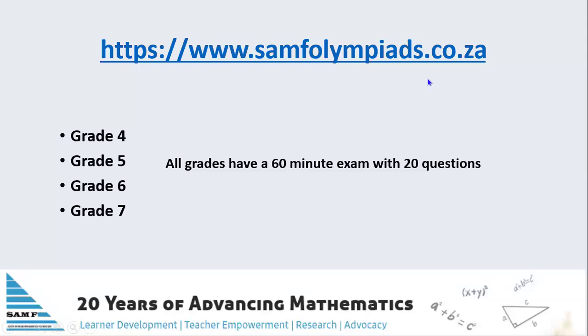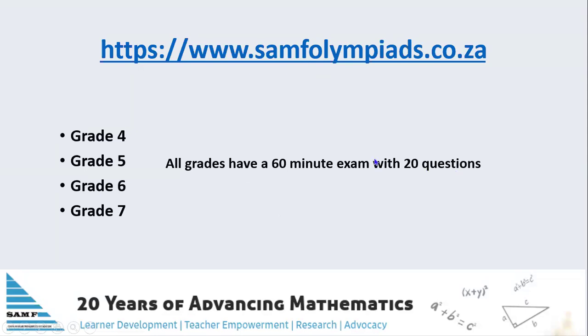Now we are ready to start the examination. You have uploaded a learner list. Each learner now has a learner token. You must use this link, SAMF Olympiads, to access the exam page where grade 4, grade 5, grade 6, and grade 7 learners can write. Note that we're going to have 4 question papers. Each grade will have 60 minutes to write an exam of 20 questions.